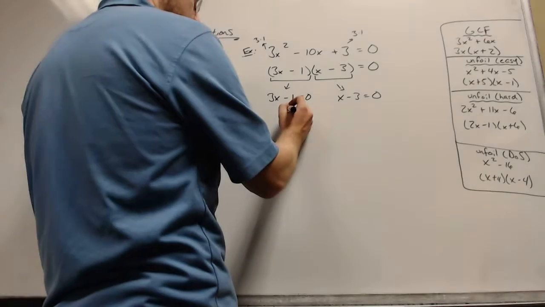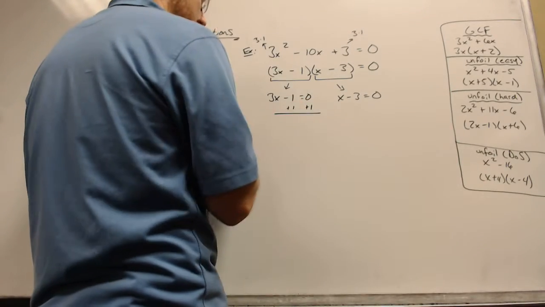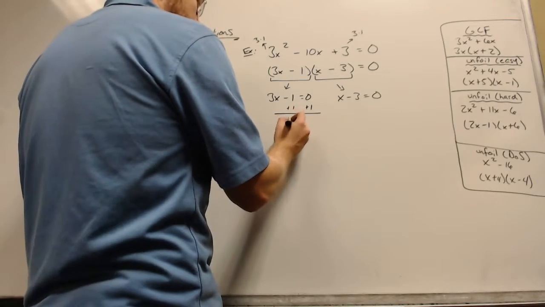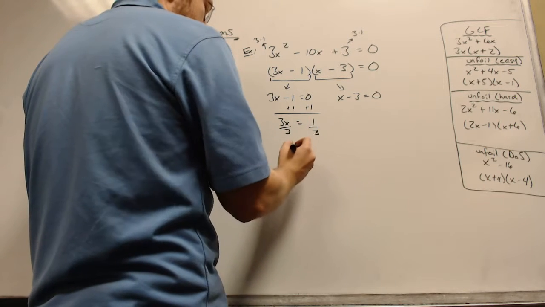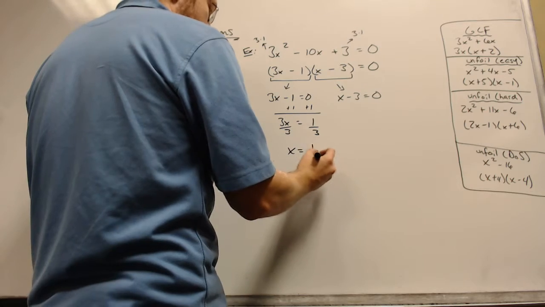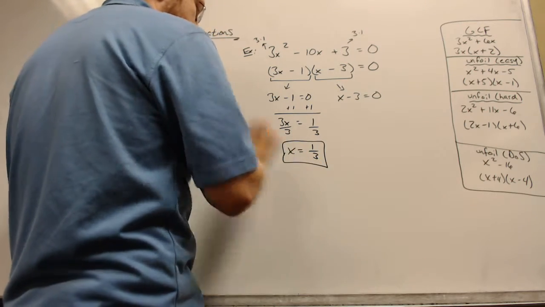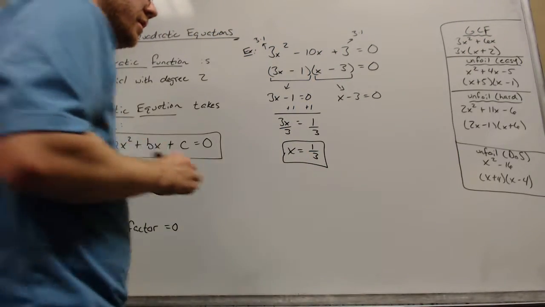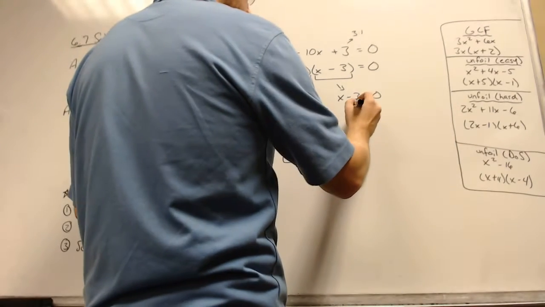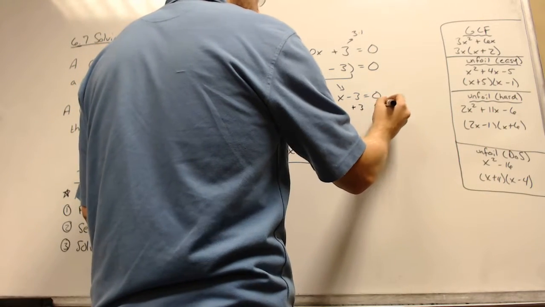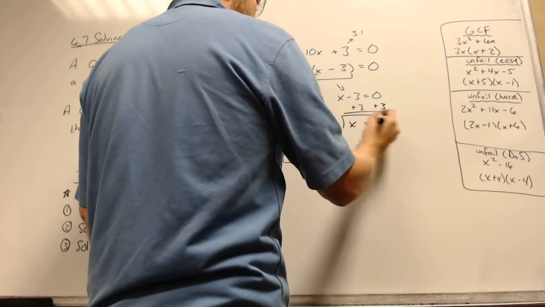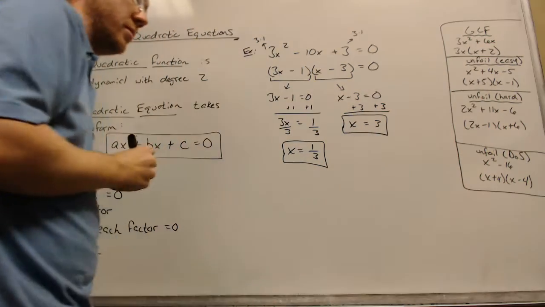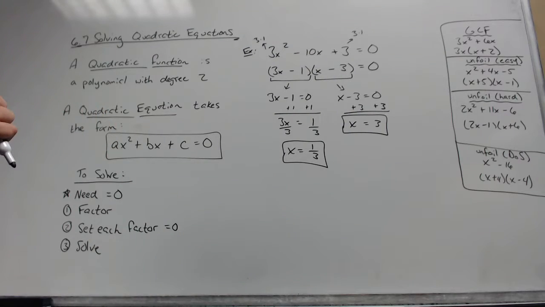So we can add 1 to both sides. We have 3x equals 1. Divide by 3. x is equal to 1/3. That's one answer. And we're also going to have another answer over here where we can add 3 to both sides, and x is equal to positive 3.